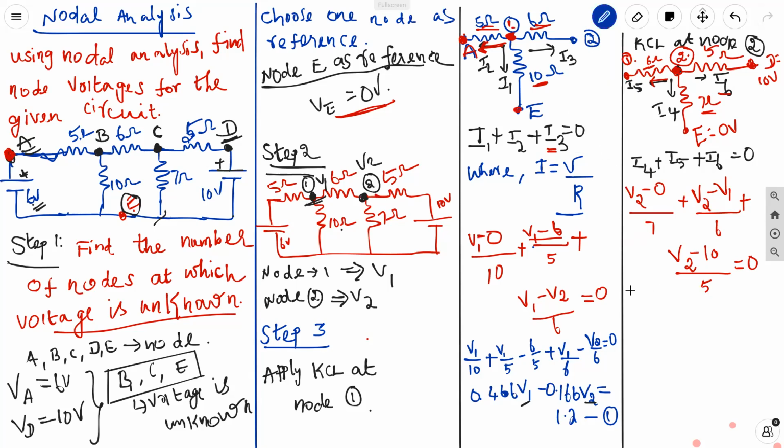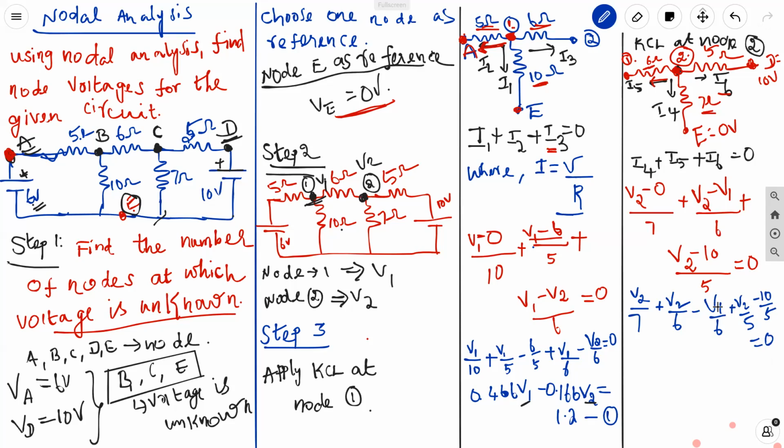So now V2 by 7, 0 by 7, 0, right? Then plus V2 by 6 minus V1 by 6 plus V2 by 5 minus 10 by 5. So I'm just separating the elements. That's it. Equal to 0. Now we'll try to simplify this.